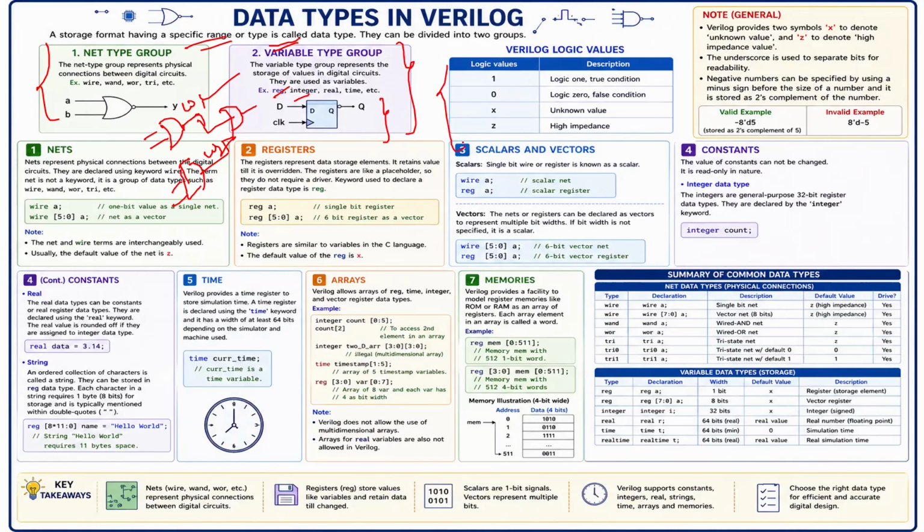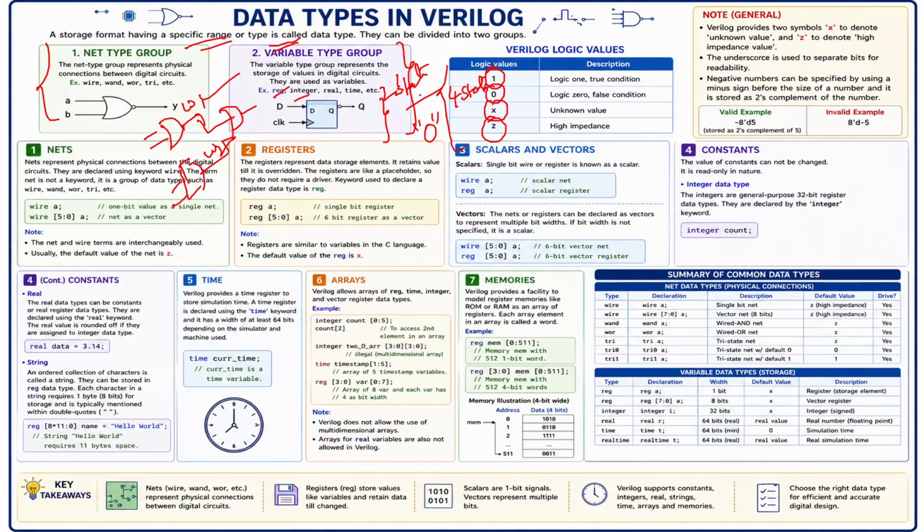And we have some logical values. Logic 1 means high value, logic 0 means low value, then unknown value and high impedance value. While going to SystemVerilog, we have four states. In Verilog we have only two state data types. In these two states, the default value is 0 only.